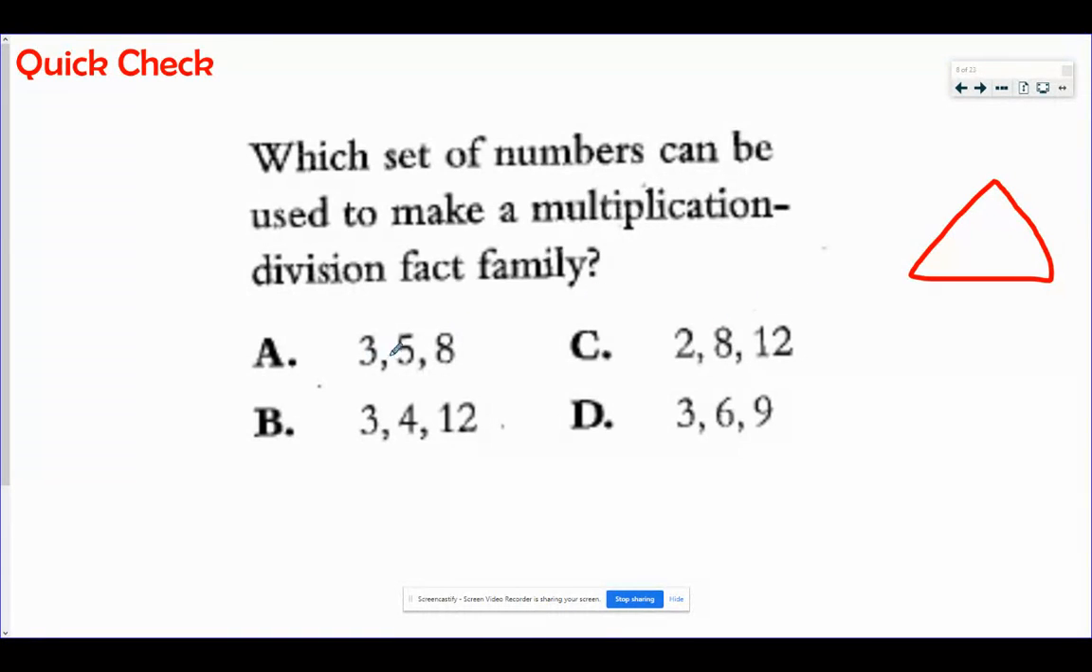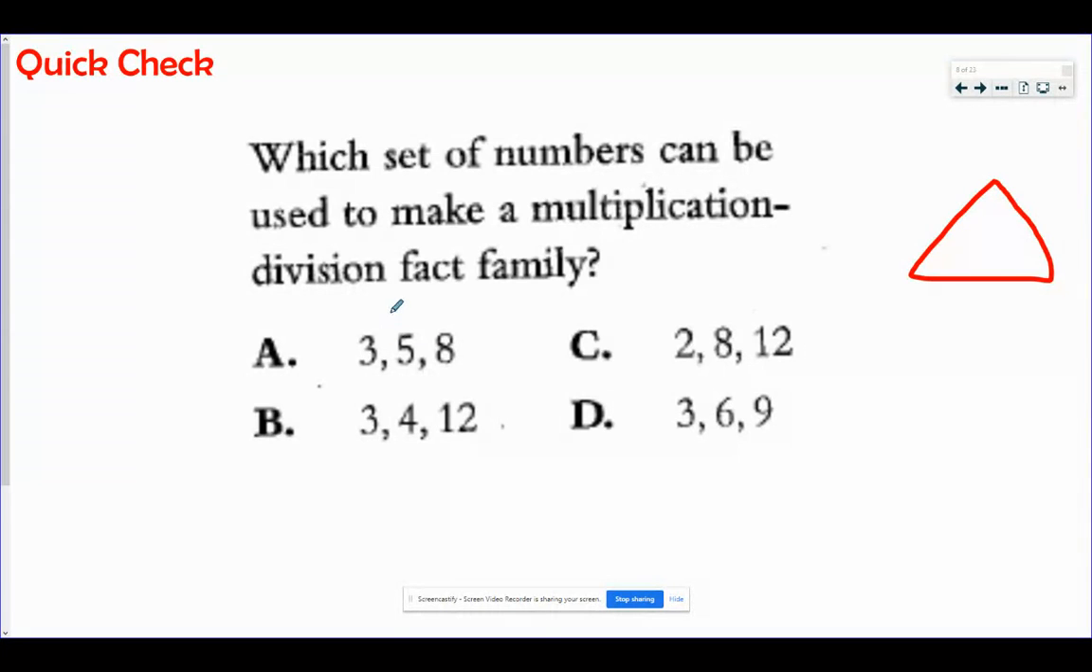Because they are in order from least to greatest, what you would do is take the two smaller numbers as a starting point and see if when you multiply, you get this number on the end. Or if you take this number and divide by this number, will you get this number on the end? Pause the video and come up with your answer.